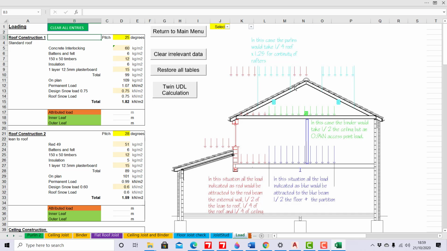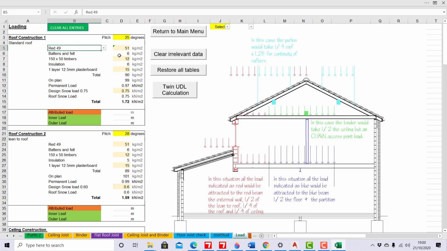Those tiles are Redland 49s. Now there's a generic concrete interlocking at 60 kilograms a square meter, which there is no concrete interlocking tile that's as heavy as that. But if you click on that, there's a drop down menu, and there's plain tiles, natural slate, artificial slates, go all the way down. Oh, I thought that should have thatch on it, because I said I'd do that for Isabel. Oh well, it hasn't. And what did I say? It has Redland 49. So there's Redland 49s. Up comes the weight at 51 kilos.